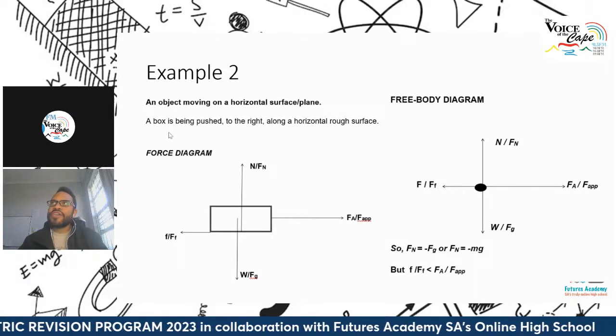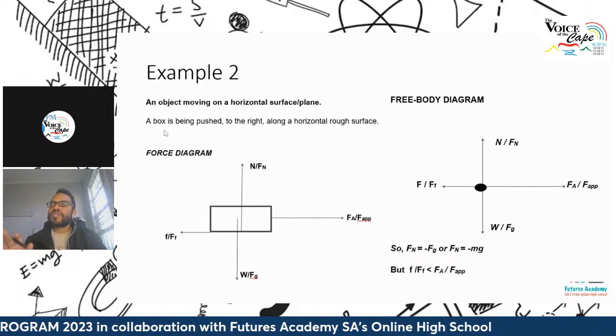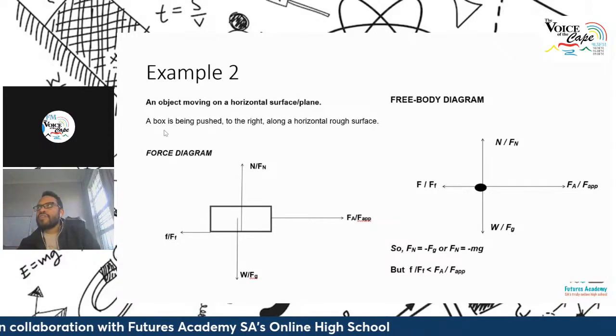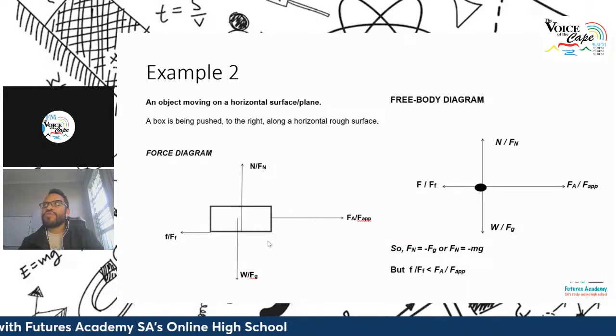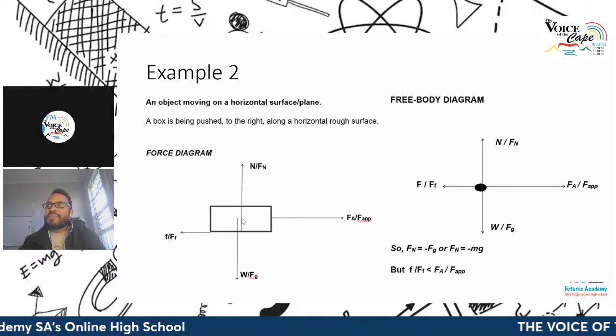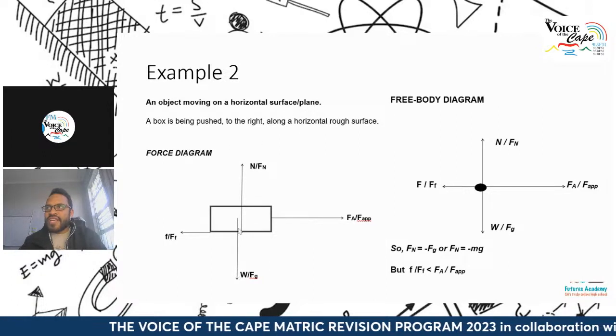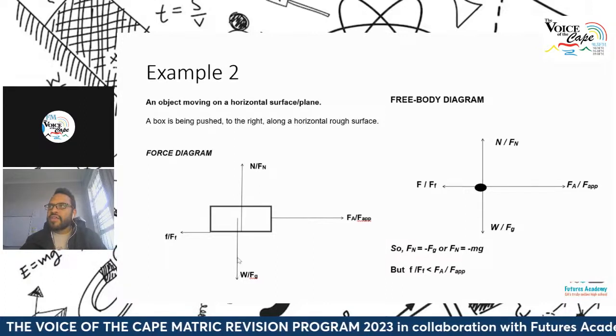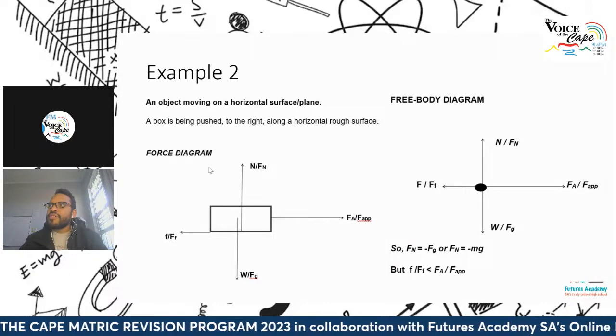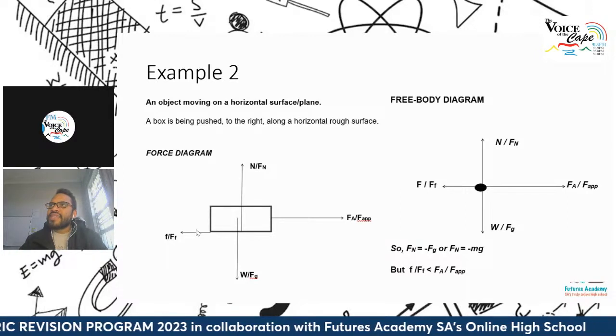Right? So from this situation, if we just told you a box is being pushed to the right along a horizontal rough surface, you must be able to draw this force diagram. You must be able to indicate that there's a normal force acting on the object. That's because it's in contact with a surface. You must be able to indicate that the gravitational force acts on that object because we are on Earth, right? And we also need to indicate that there's friction.